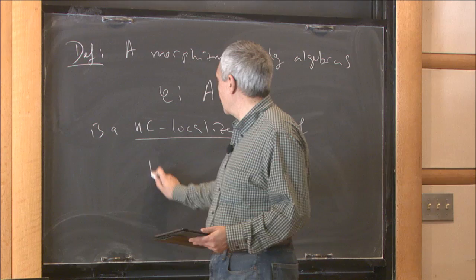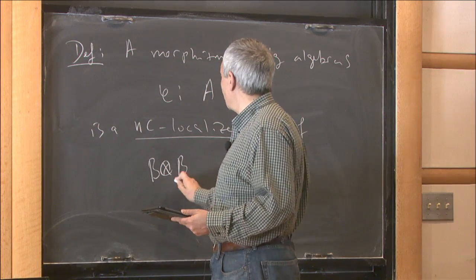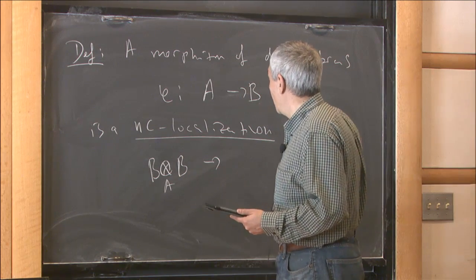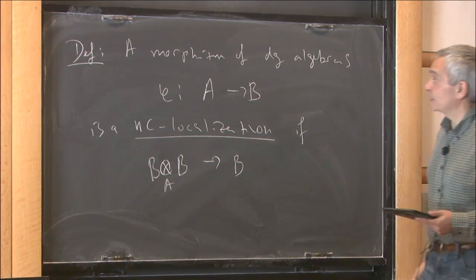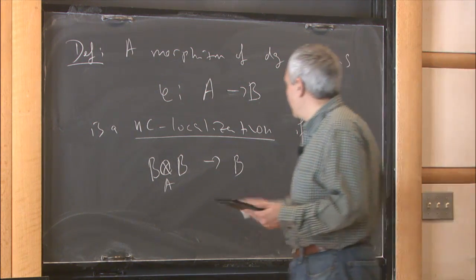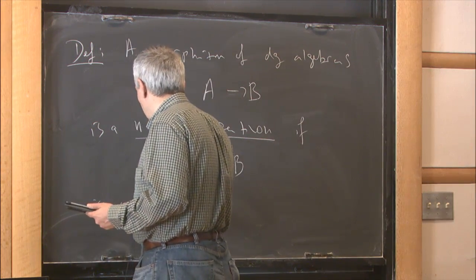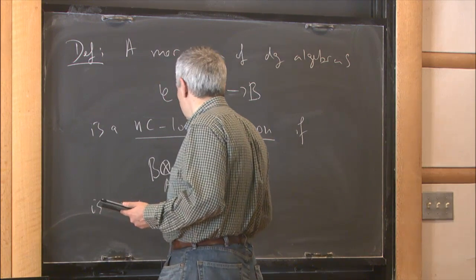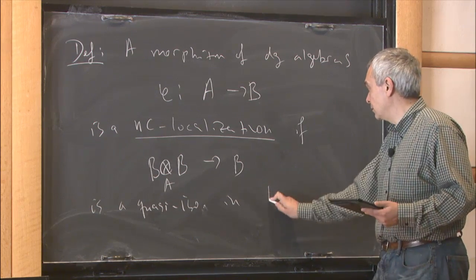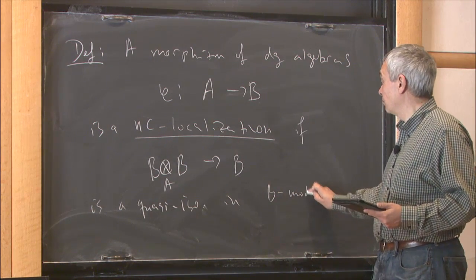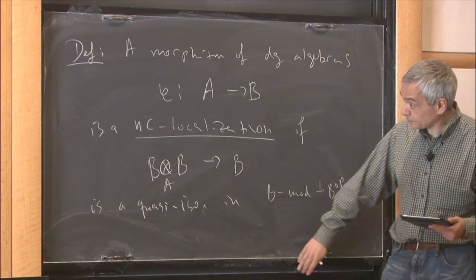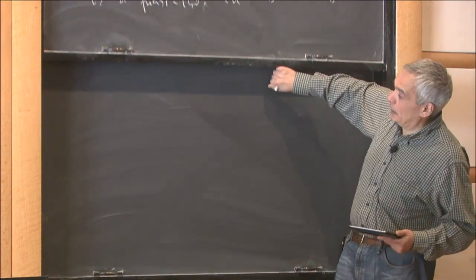if you look at the multiplication map on B as a map defined linearly or bilinearly over A, if this map is a quasi-isomorphism. And this is in the category of B bimodules.